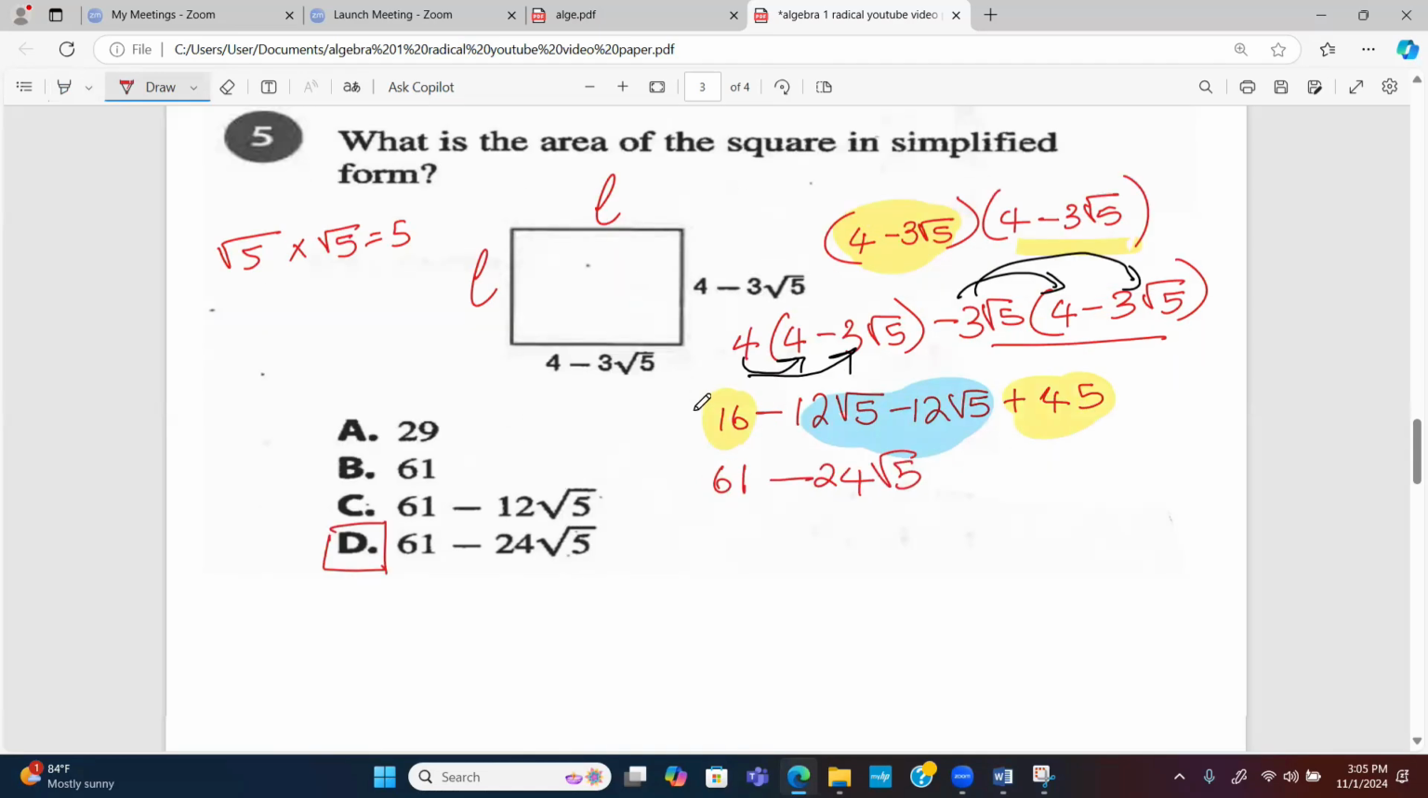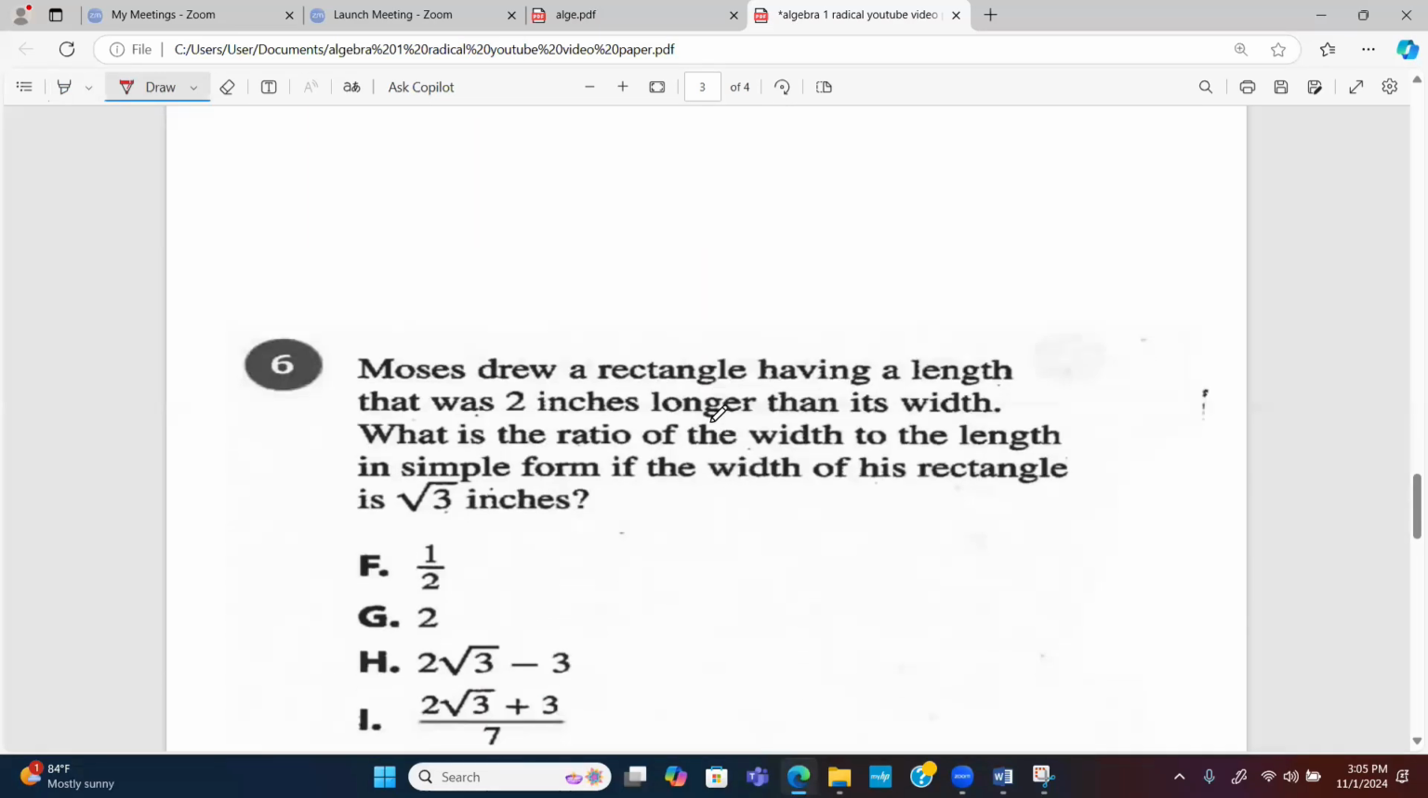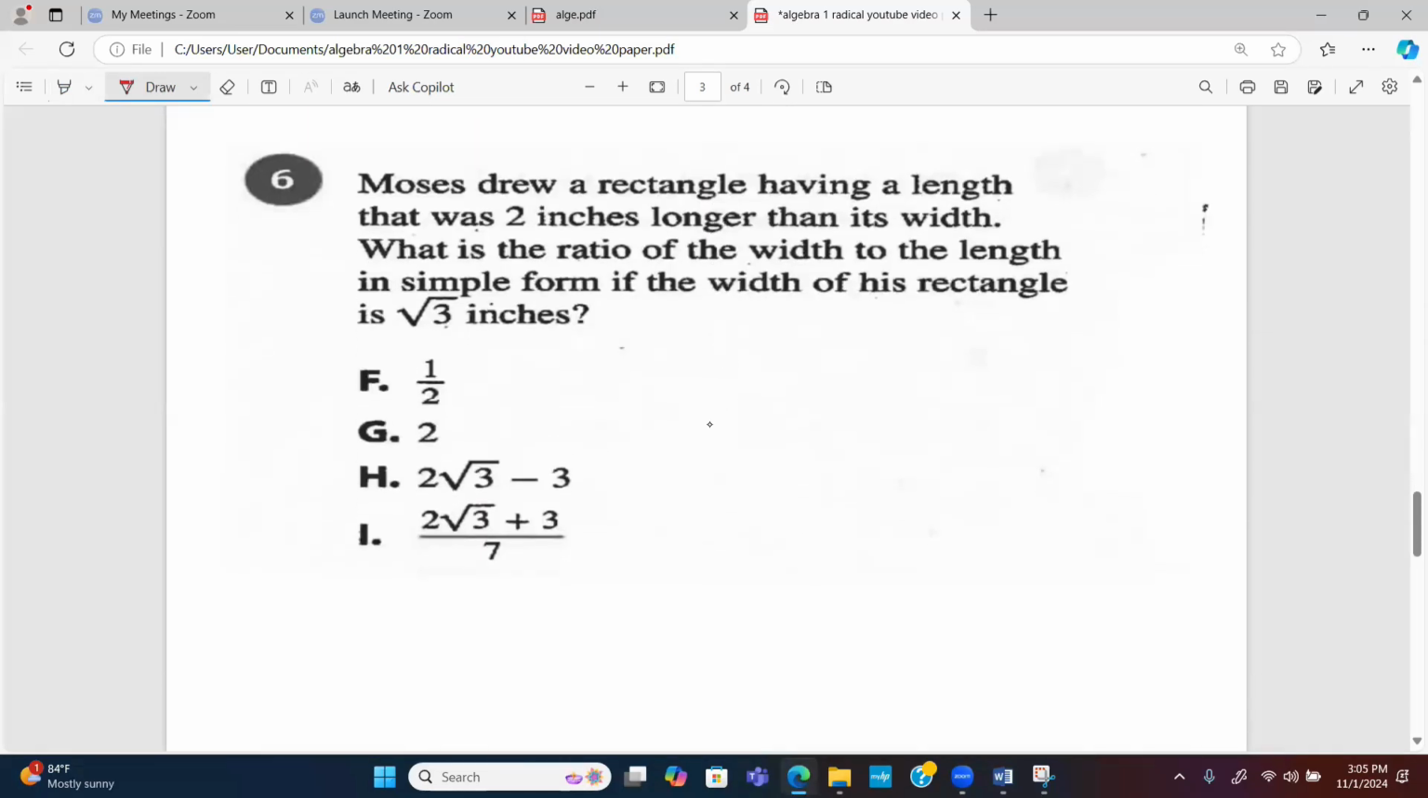All right, let's take a look at the last problem. It says Moses drew a rectangle having a length that was 2 inches longer than its width. What is the ratio of the width to the length in simplified form, if the width of the rectangle is the square root of 3 inches?